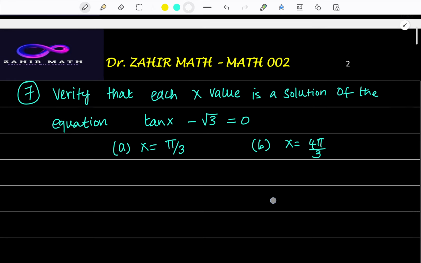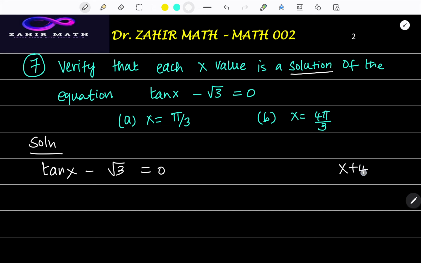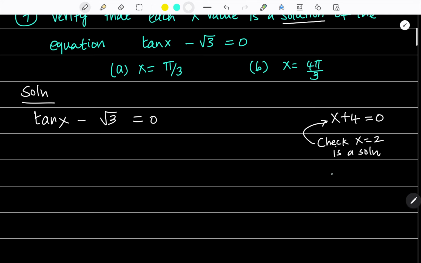Let's go to the first equation. Verify that each value is a solution of the equation tan x minus root 3 equal to 0. What do you mean by solution? Suppose I say x plus 4 is equal to 0 is an equation. Check x is equal to 2 is a solution. If I ask you a question like this, what do you do? You put x is equal to 2 in this equation. So x plus 4, I put x is equal to 2. 2 plus 4 is equal to 6. 6 is equal to 0? No. So it means x is equal to 2 is not a solution. We will write a solution like this, right?